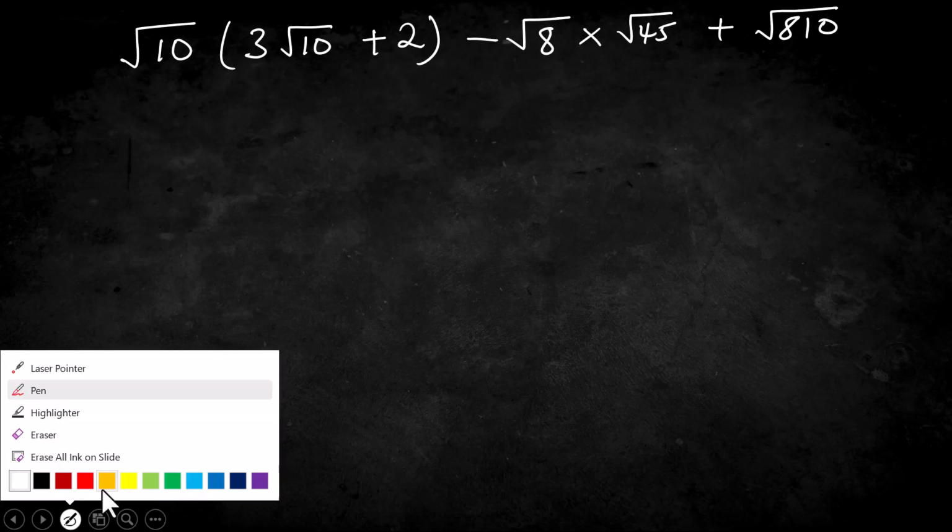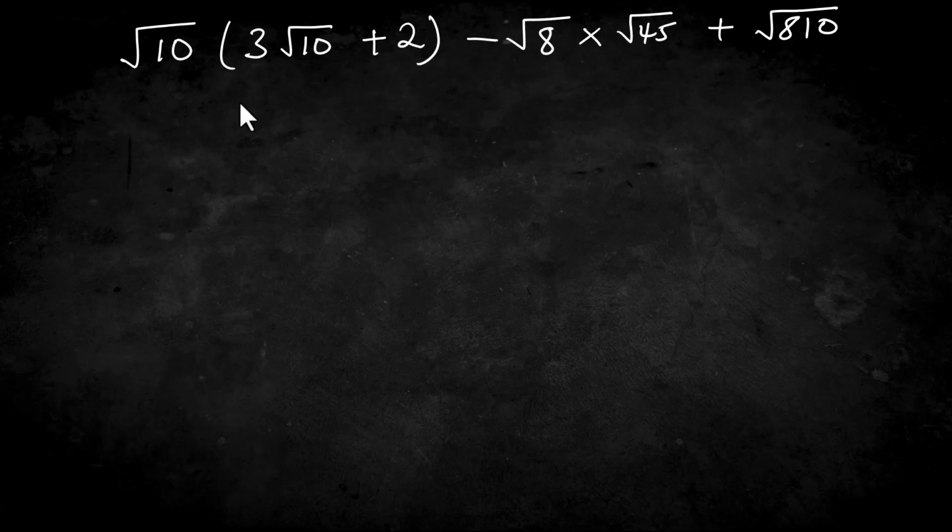All right, let's go through this question together. We are given root 10 times (3 root 10 plus 2) minus (root 8 times (root 45 plus root 8 times 10)).